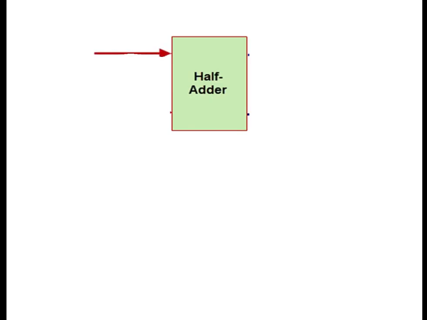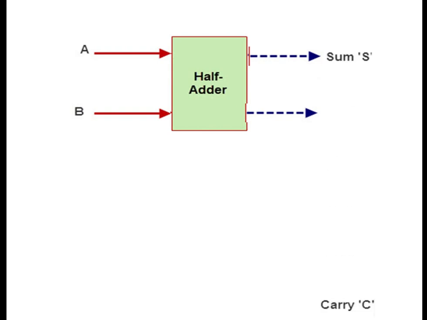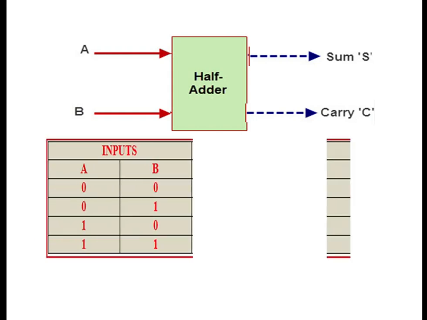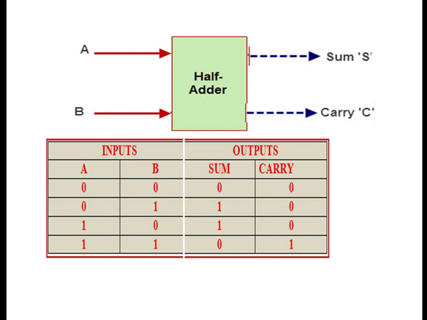In half adder we have A and B inputs, and we will get two outputs in the form of sum and carry. So this represents sum and this represents carry. We have two inputs, that is A and B, and two outputs, that is sum and carry. If you are adding 0 plus 0, then your sum is 0 and your carry is also 0. 0 plus 0 is 0 only. We do not have any carry.